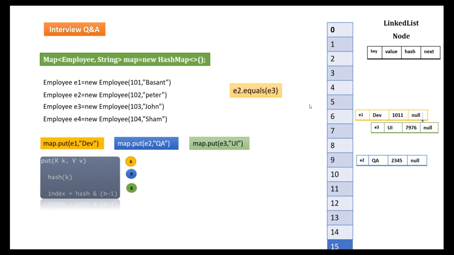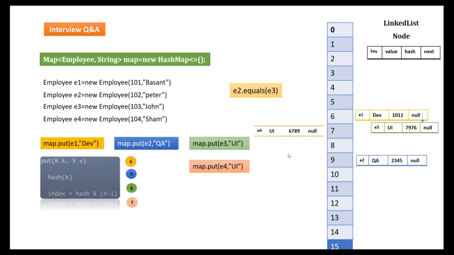Now we have one more element, which is E4, right? So I'm trying to add this entry with map.put. Again it comes to the put method, it will evaluate the hash and find the index. Let's assume it finds index 7. Then that node goes directly to the 7 bucket.